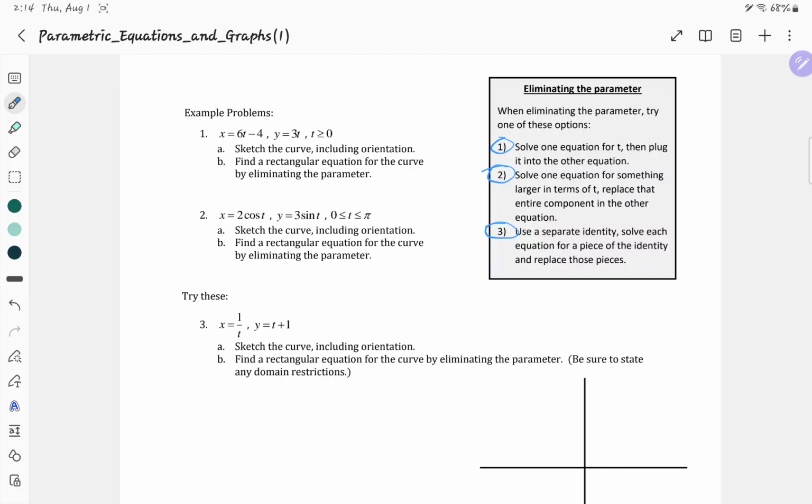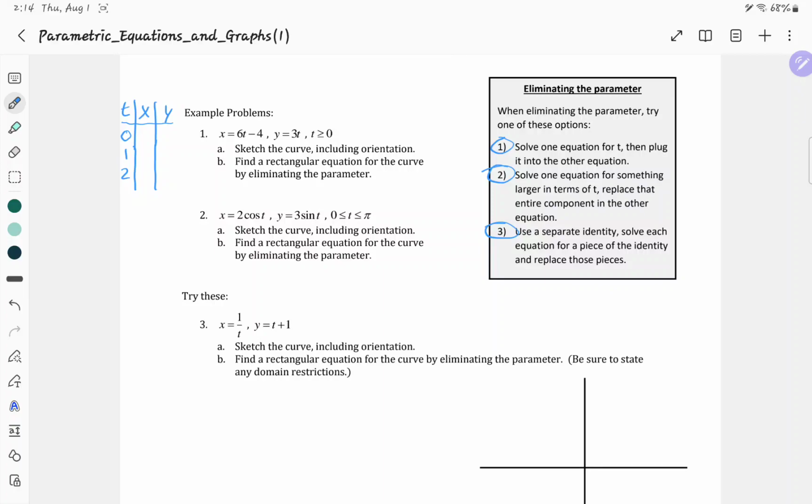So let's start with the first one. We have x is 6t minus 4, y is 3t, and t is bigger than 0, right? Sketching the curve, there's a couple of ways you can do that. One of them is basically just plotting points, right? So I could make an XYT chart, right? I have t, I have x, I have y, and just see, if t is 0, where does it go? T is 1, t is 2, that sort of thing.